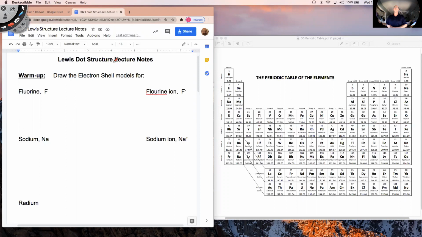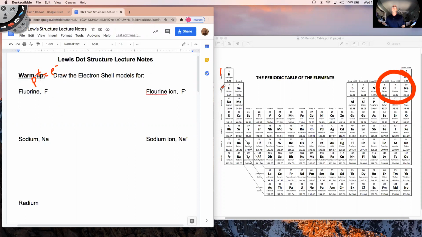Please take a periodic table out. You're going to need this today and every day for the next while. So we're going to draw the electron shell models for fluorine. So here's fluorine right here. And we're just going to start ourselves off with regular fluorine, which is a neutral atom. And that means that since it's neutral, the number of protons equals the number of electrons because there's no charge on this.